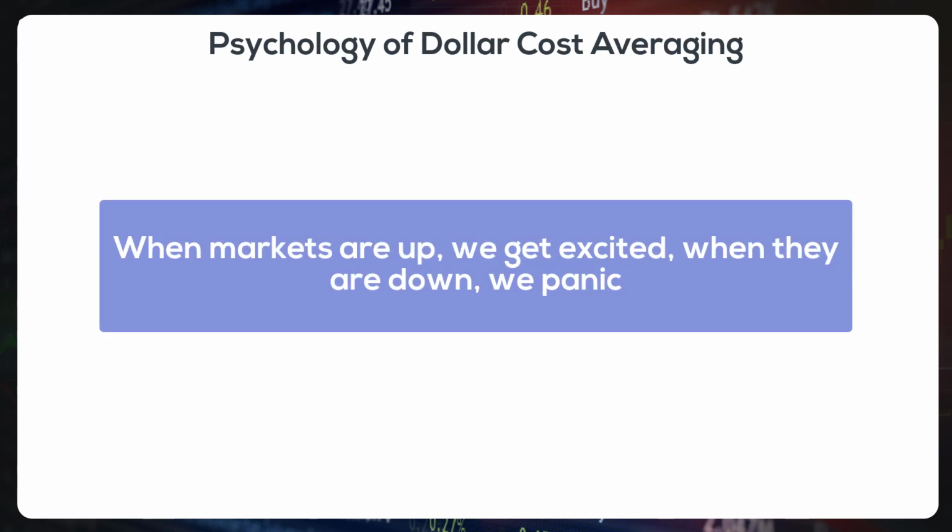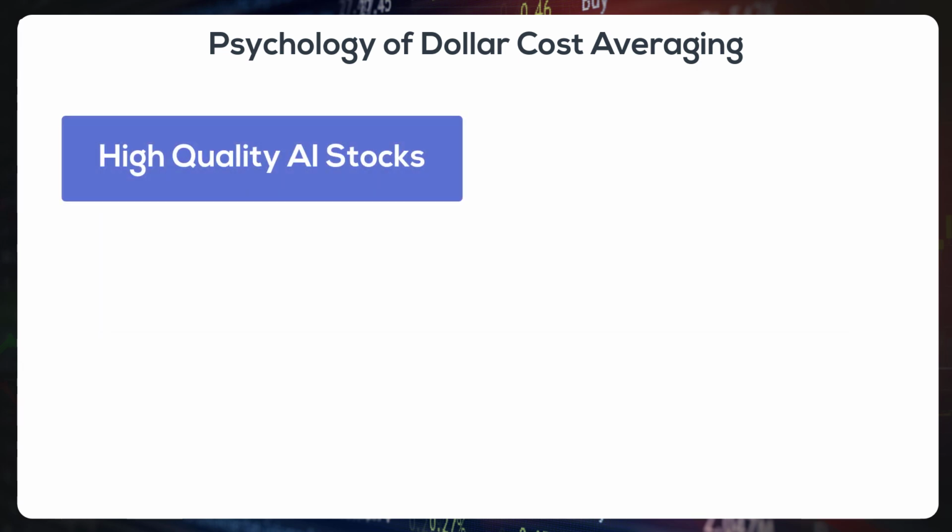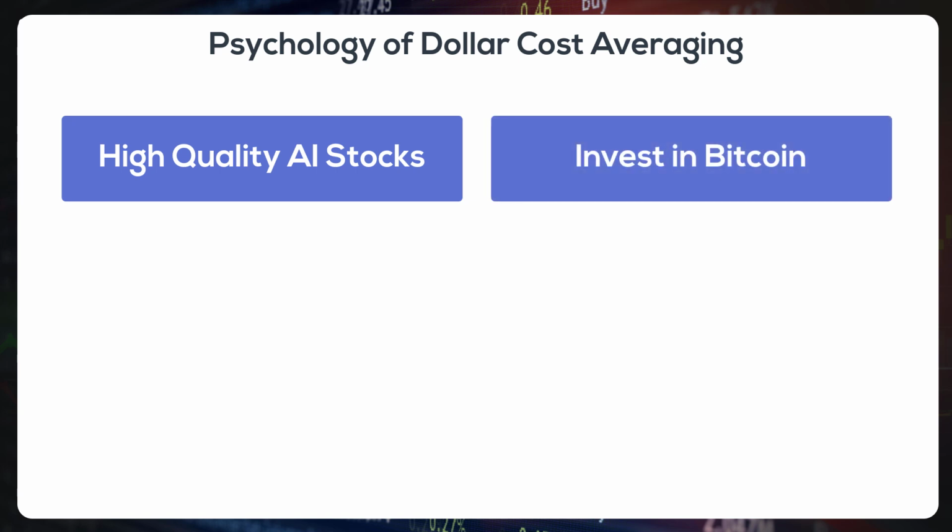We've all been there. When markets are up, we get excited. When they're down, we panic. It is important to understand that emotions can play on investors' minds and hurt their ability to build wealth. To avoid this, I ensure that I only invest in high quality AI stocks such as Meta, Google, and Nvidia, and only invest in Bitcoin for cryptocurrency investments.